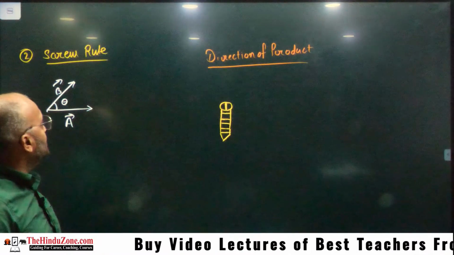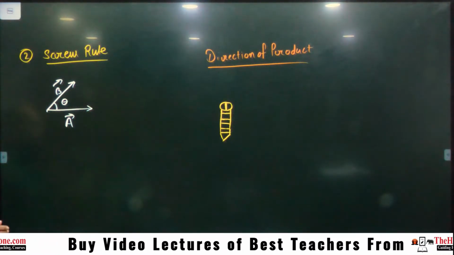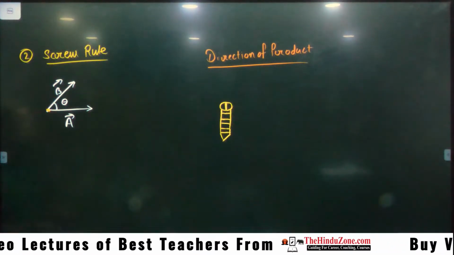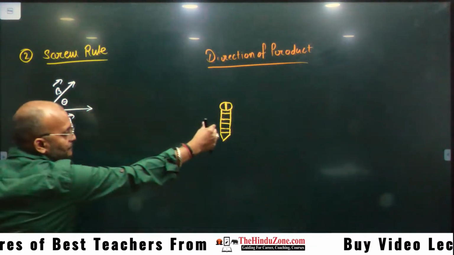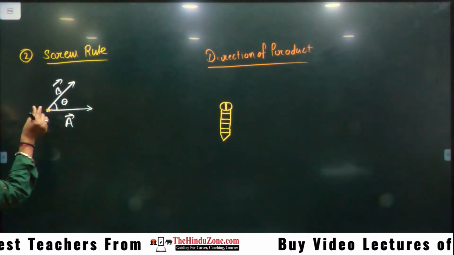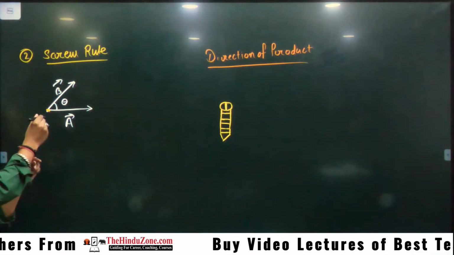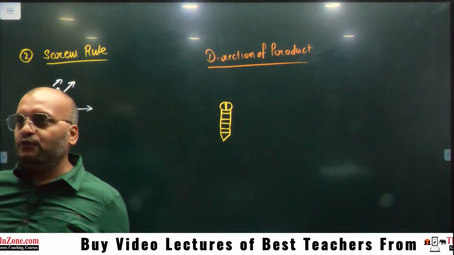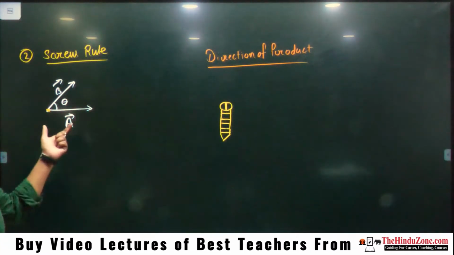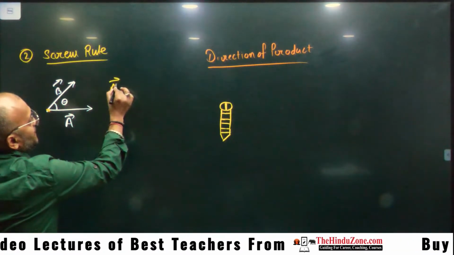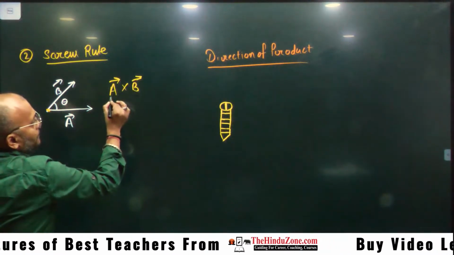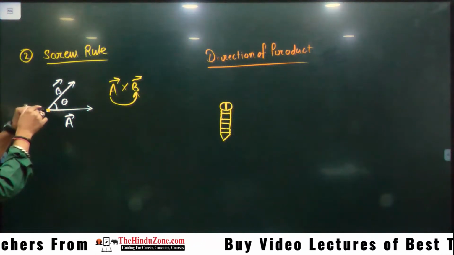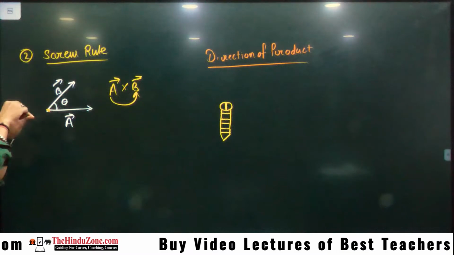Now what you have to do is place your screw at the junction of A and B. Place your screw here. Lift up this screw and place it here, like this. And then rotate it in the direction where you are taking the product. So I am taking the product A cross B, so my direction is from A to B. Yes or no? So I will rotate the screw in the direction from A to B.